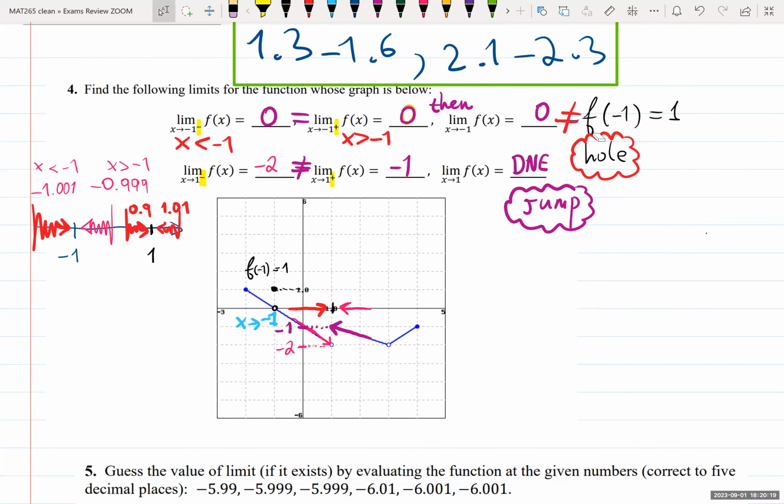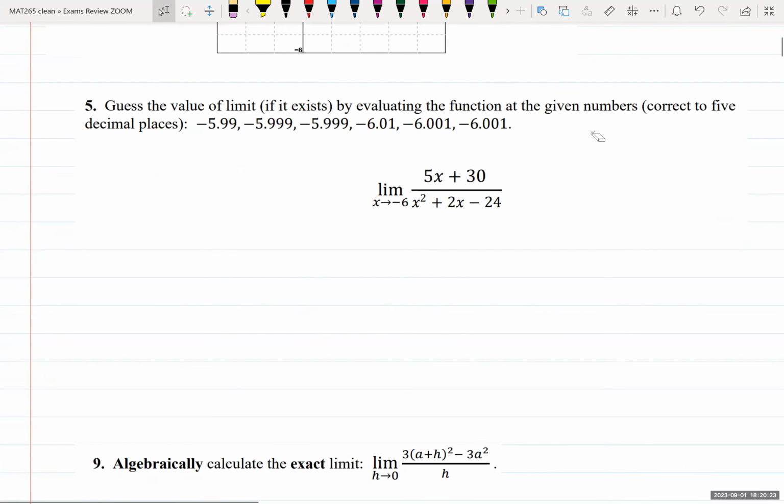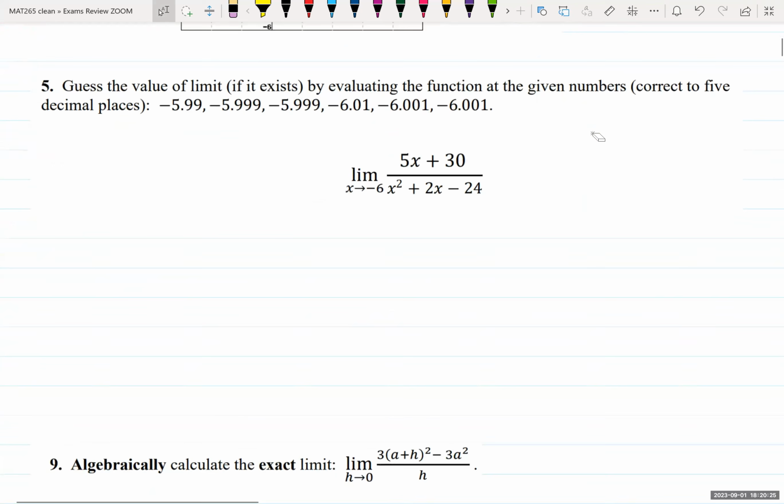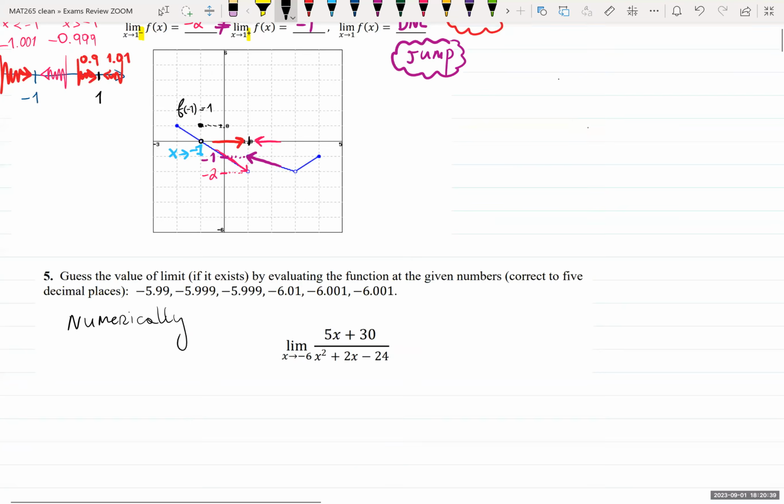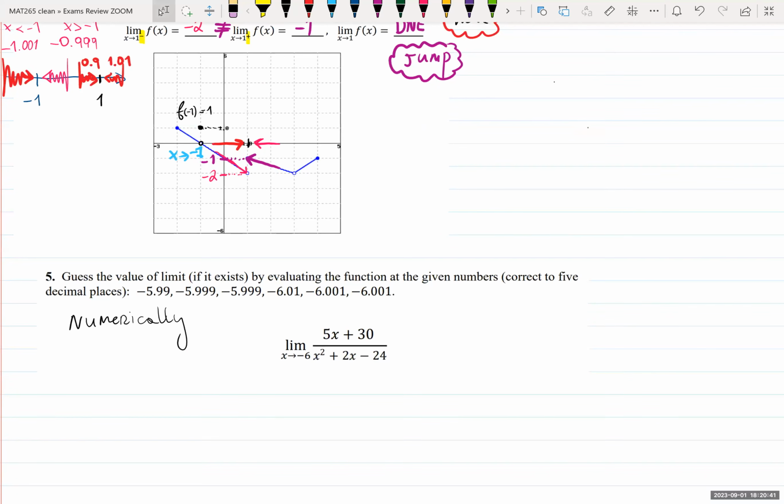Now, moving on, everyone's stuck on this problem. I was reading the forum. Guess the value of the limit by evaluating this and that at -6. So they want you to do it numerically. In general, the graph representation can be given in 3 different ways.